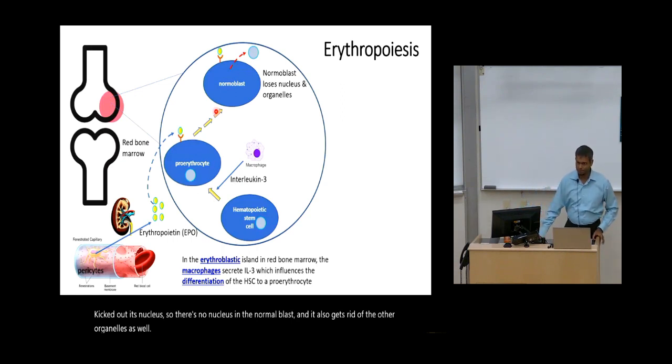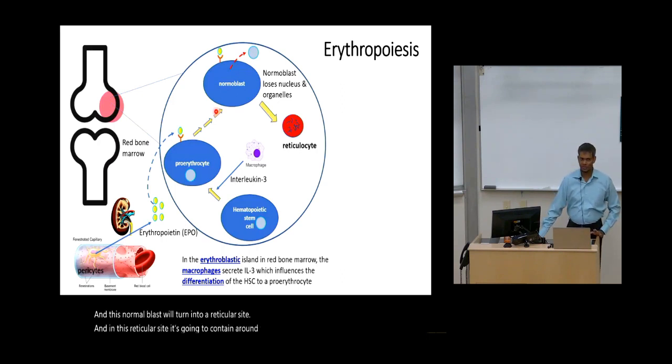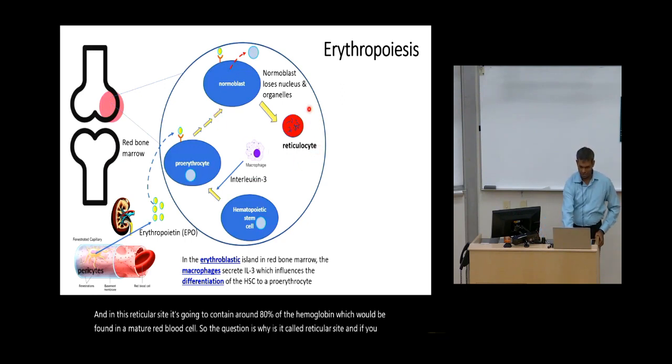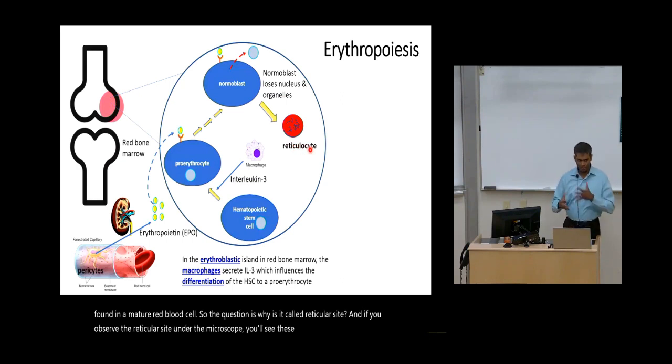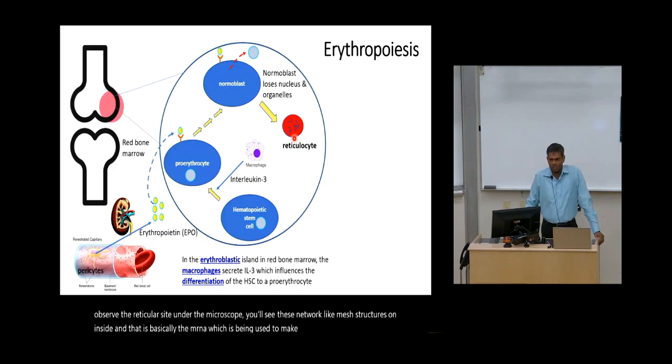And this normoblast will turn into a reticulocyte. In this reticulocyte, it's going to contain around 80% of the hemoglobin which would be found in a mature red blood cell. So the question is, why is it called reticulocyte? If you observe a reticulocyte under the microscope, you'll see these network-like mesh structures found inside, and that is basically the mRNA which is being used to make hemoglobin. So that is the reason why it's called a reticulocyte.